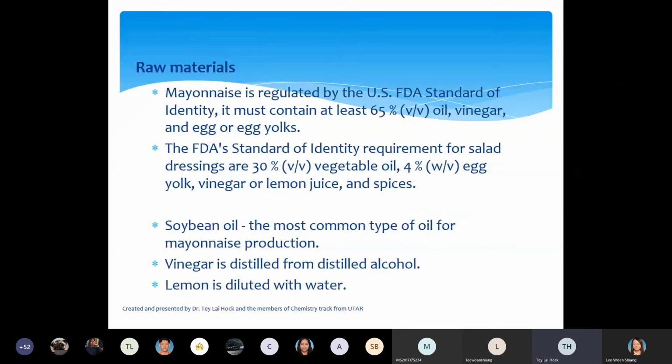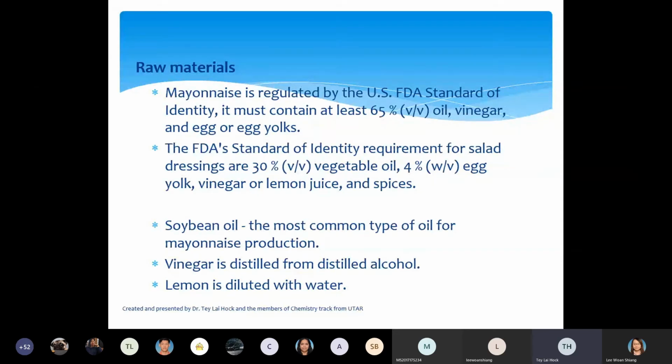Okay, now the raw materials for mayonnaise. Mayonnaise is regulated by the US FDA standard. It is very important: whether it is food or drugs or anything you want to market, we have to go through the FDA. According to the US FDA, it must contain at least 65% oil. Then you may have a little bit of vinegar and egg. Of course, the FDA standard of identity for salad dressing, which is quite similar to mayonnaise, requires 30% vegetable oil, 4% egg yolk, vinegar or lemon juice, and spices.